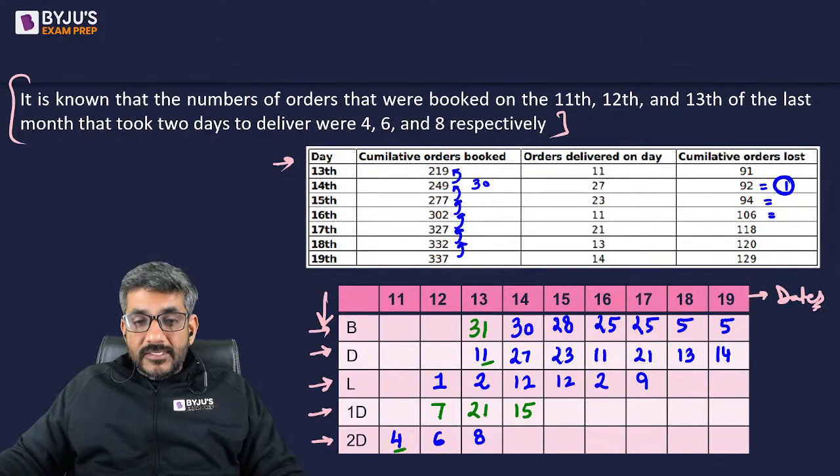1 plus 7, 8 plus 6, 14 were the orders which were booked. Similarly, on 14th I can say 30 should be 12 plus 15 plus this number. So this number should be 3. 12 plus 15, lost plus 1 day delivery plus 2 day delivery, they all should be equal to 30. तो ये 3 बन गया.